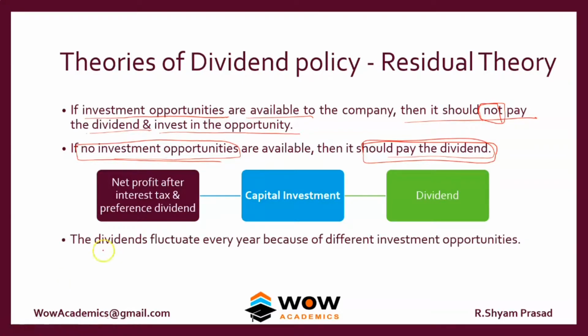So what happens here is the dividends fluctuate because every year the investment opportunities keep differing. So every year we can't promise a constant dividend per share. What we can maximum do is, after paying the capital investment, we'll pay whatever is left. So at one point of time, this becomes the irregular dividend policy.